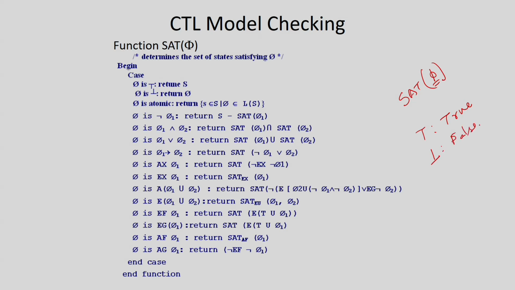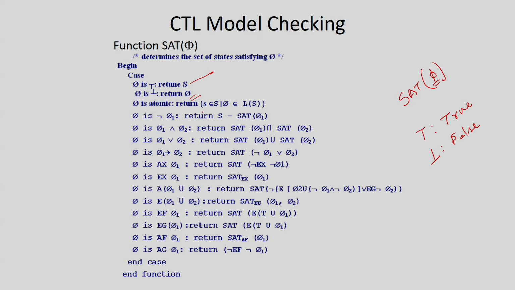Okay. So it says that if phi is top, the truth value true, which is a constant, then it returns all states, because in all states the truth value true is true. If the given formula phi is bottom, that means the truth value false, then it returns the empty set, because in none of the states is false true. So, if phi is an atomic proposition, then what does it return?